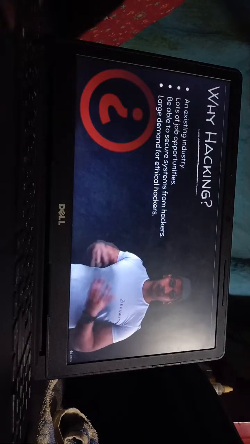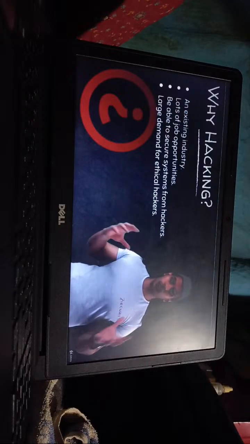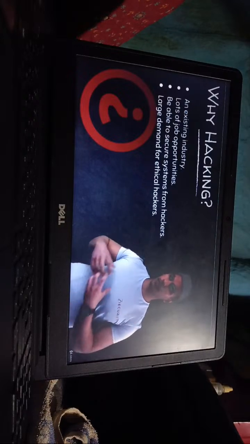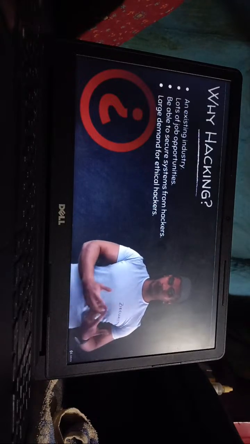They also have bug bounty programs where they literally ask all the hackers around the world to go ahead and try to hack into their websites and their web applications. And if they could, they will pay them a bounty for the bugs that they find.